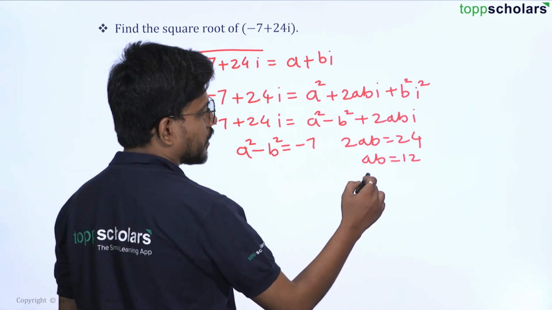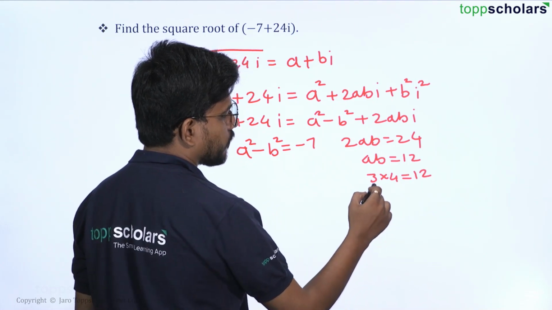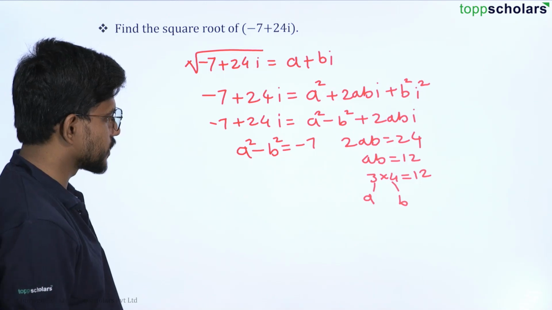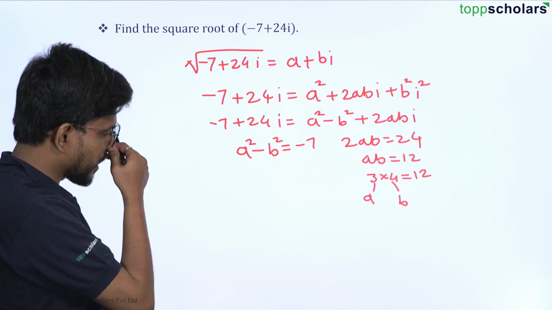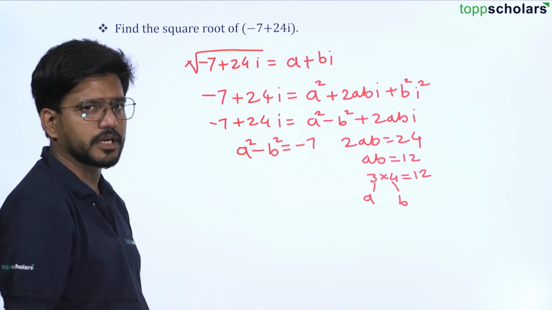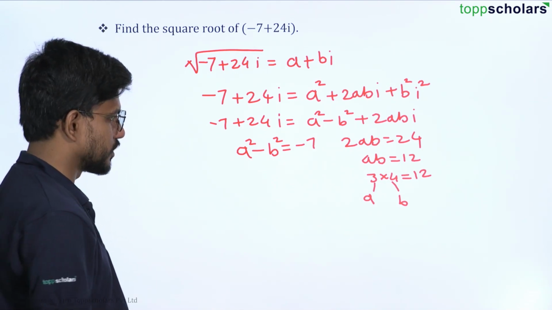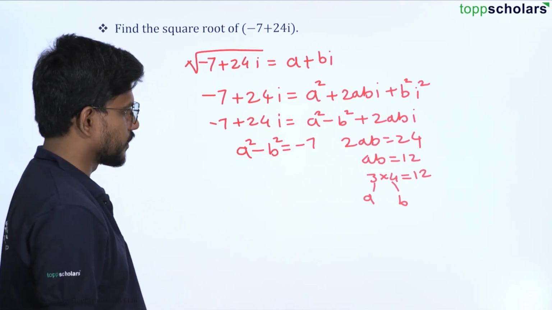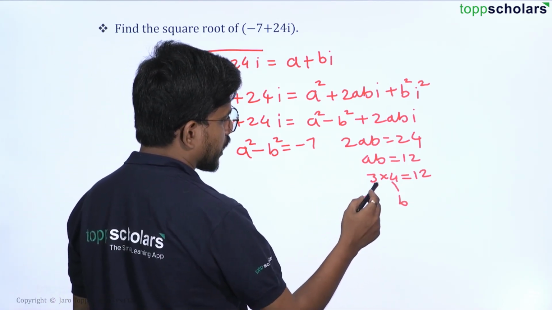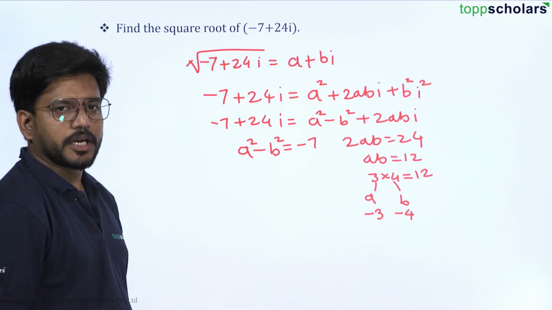If I say ab is equal to 3 into 4 equal to 12, so your value of a is 3 and value of b is 4, and that is actually satisfying, right? It's satisfying the value: 3 square is 9, minus 4 square, which is 16, 9 minus 16 is minus 7. It is satisfying this, right? But I will say that my value of a can be plus 3 and b plus 4, or my value of a and b can be minus 3 and minus 4 also, right?